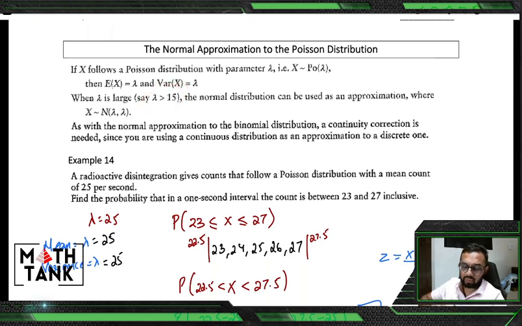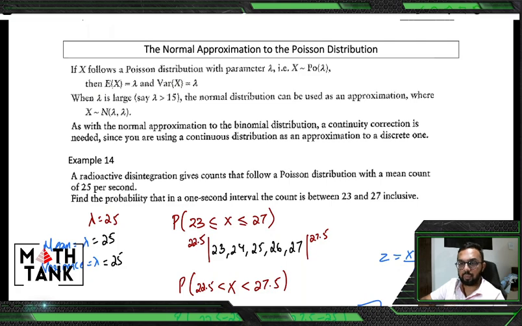So when lambda becomes large, the normal distribution can be used as an approximation where X follows a normal distribution with mean and variance both as lambda. That's something that you did a couple of minutes ago, where I said that mean and variance are both lambda. So when you're converting, remember this.